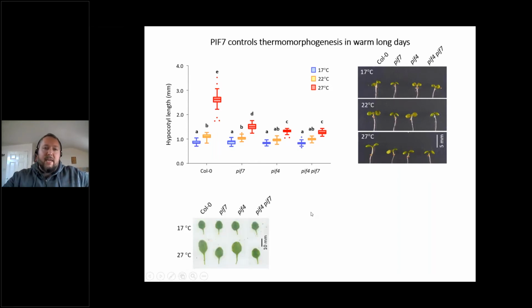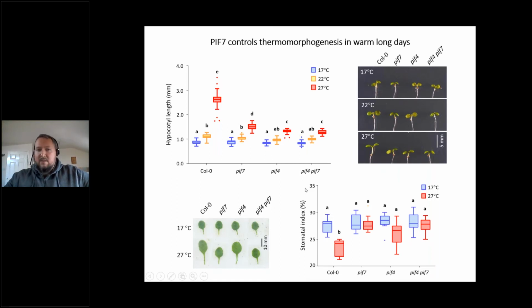We also investigated other thermomorphogenesis phenotypes. We found that the PIF7 mutant had a severe reduction in petiole elongation. And we also found that stomata development was affected. While in the wild type, stomata development is reduced at warm temperatures, as you can see here, that effect was completely abolished in a PIF7 mutant. So it seems we get very clear phenotypes by looking at plant growth.